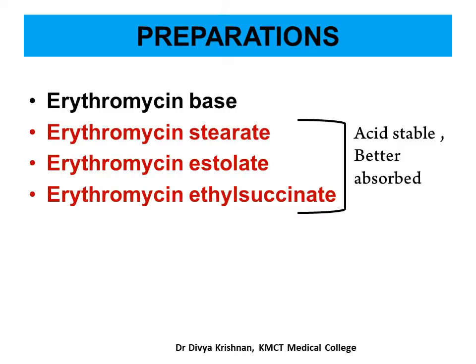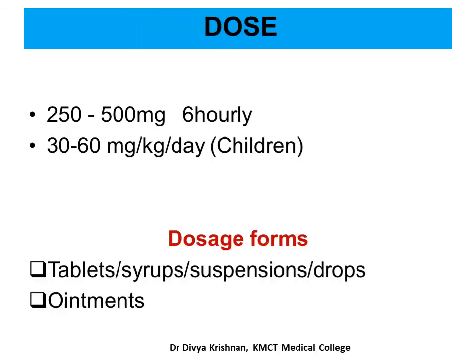Now let us look at the different preparations of erythromycin. It is available as an erythromycin base which is acid labile and hence has a relatively moderate oral absorption. The esters available are erythromycin stearate, erythromycin estolate, erythromycin ethyl succinate. These esters are acid stable and are hence better absorbed than the erythromycin base.